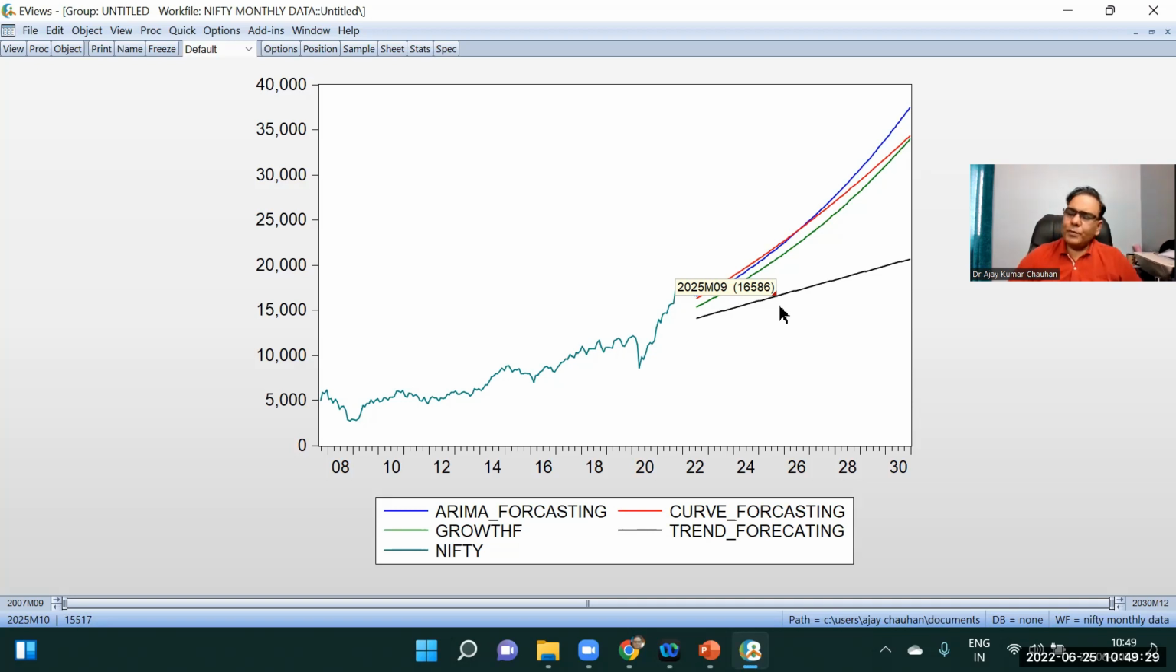ARIMA forecasting is found to be very accurate in the case of demand forecasting, sales forecasting, and economic forecasting. ARIMA forecasting is highly useful and applicable in the industry, and they try to predict the future value in the same way which I explained. So this is the ARIMA forecasting. And if you want to forecast for the next month, you can do simple static forecasting.